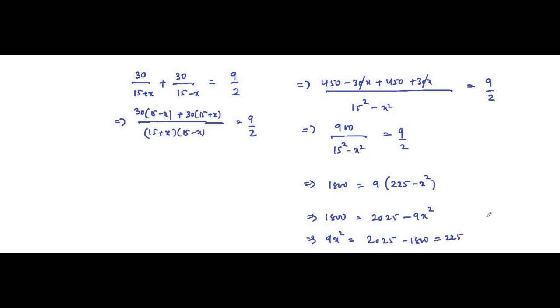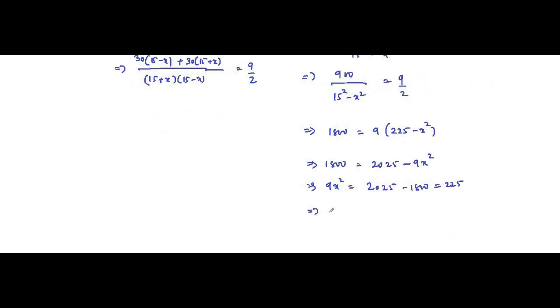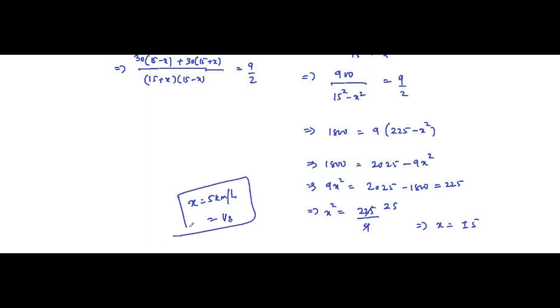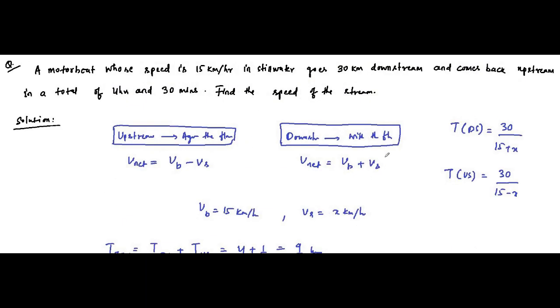That implies x square is equal to 225 by 9, which is 25, right? Yes, 25. That implies x is equal to plus or minus 5. So x here will be 5 kilometers per hour, which is the speed of the stream. So the speed of the stream here is equal to 5 kilometers per hour.